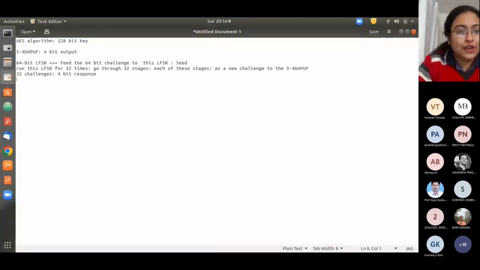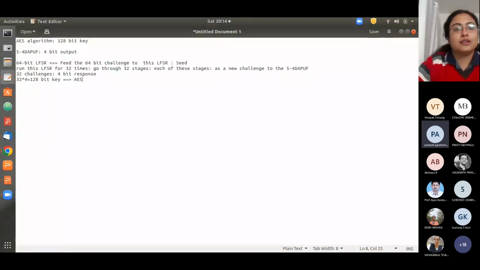So after you have applied these 32 challenges and collected all these 4-bit responses, you will have a total of 32 into 4, which is a 128-bit key. Now you use it for AES. Do you understand? Yes, ma'am. Ma'am, this is for one seed? This is for one. So from one seed, you are generating 32 challenges, feeding them to the PUF, getting the response, storing them in a register, and that will serve as a key.